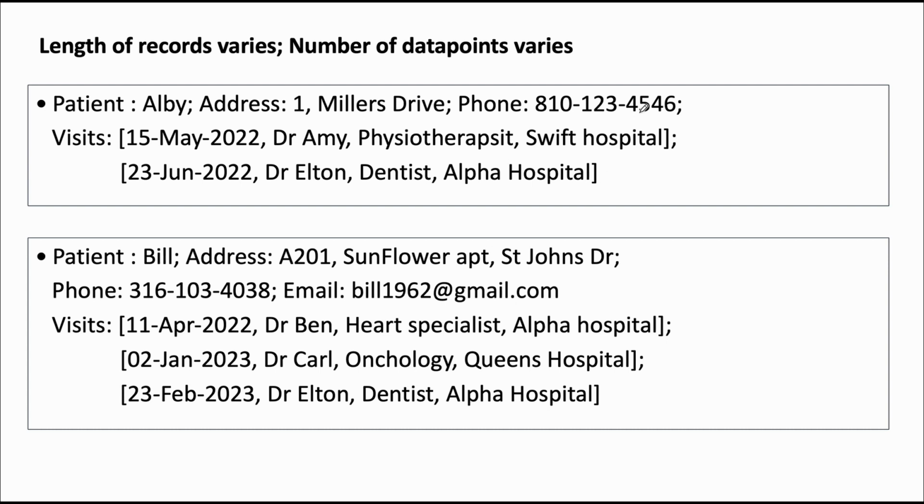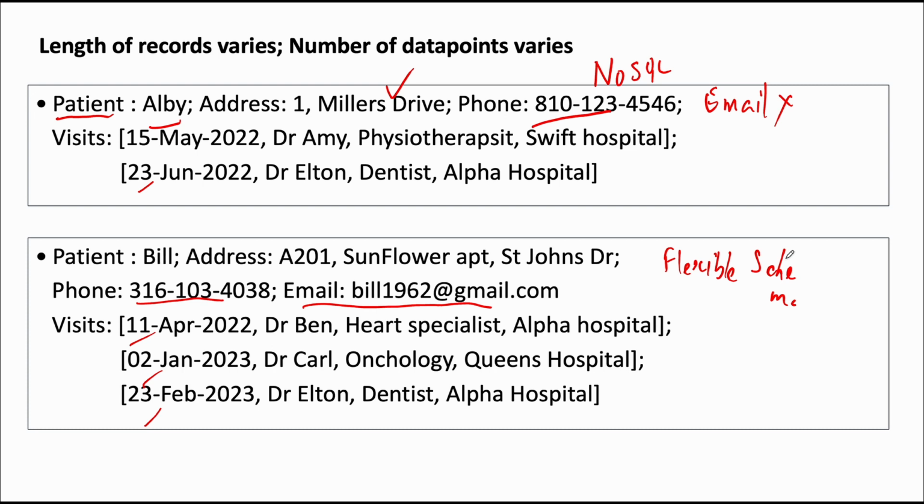So if you go back to that data again, you can see that for this particular patient, Albi, address is given, then phone number is given. Here phone number is there, but email is also there. Here email is missing. And this person has made 3 visits, whereas Albi has made only 2 visits. So there will be many other differences. Here I am showing only a small simple example. So that is the other principle of NoSQL tables. What is that? You have to follow a flexible schema. So we saw 2 important principles behind NoSQL tables.